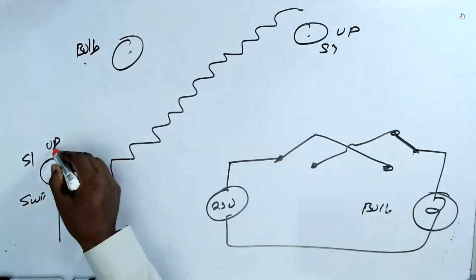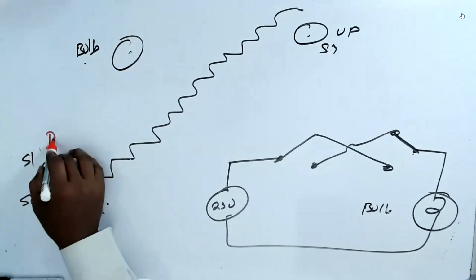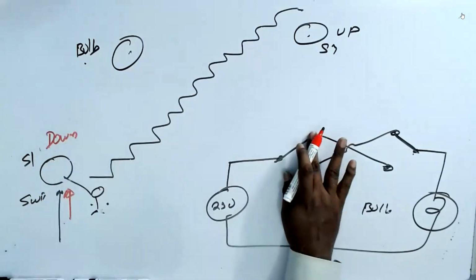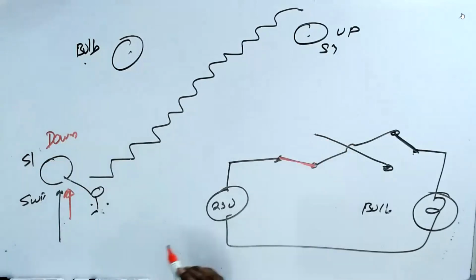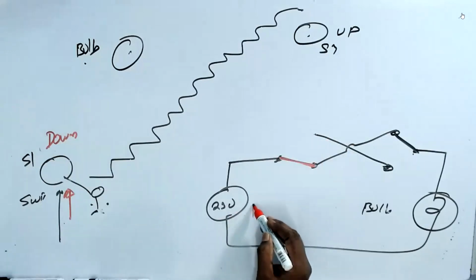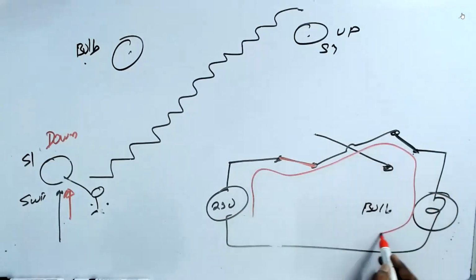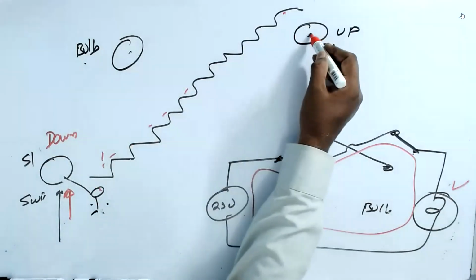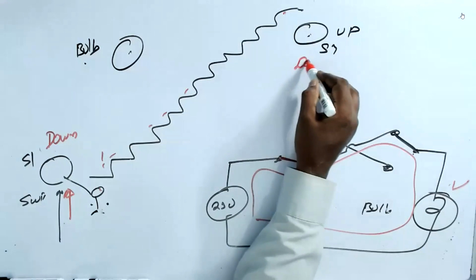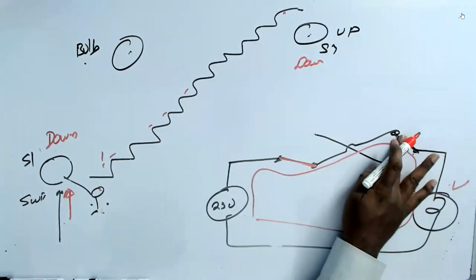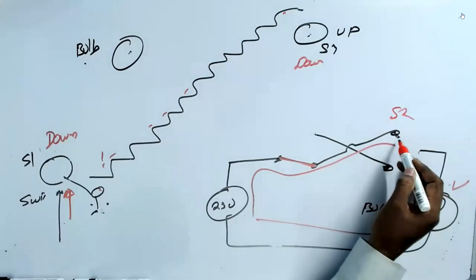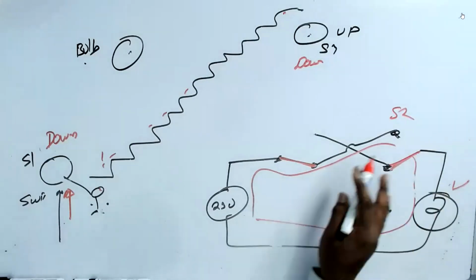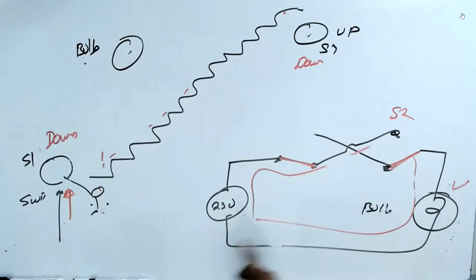you will change the position from up to down. Then I make it down. Now what happened? The current is flowing through this, so the bulb is glowing. But when the person reaches the top, I make this guy, S2, down once again. Now what happened? There's no current flow. Now the bulb is going to be off. Understand?